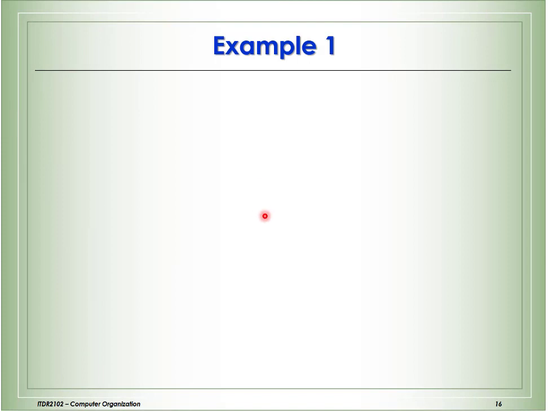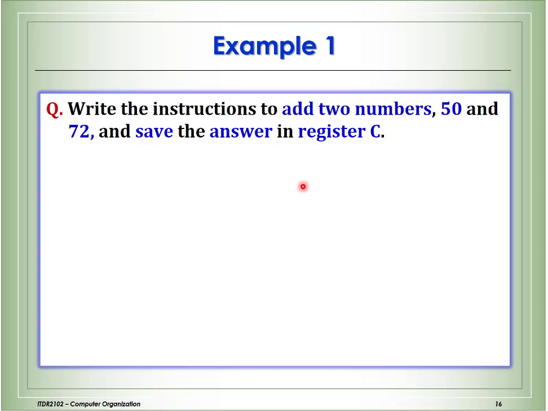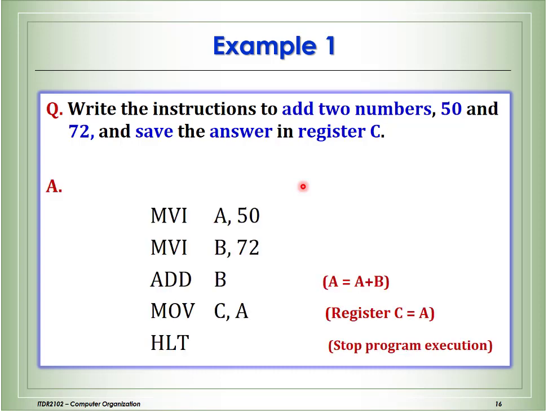Now example 1. Write the instructions to add two numbers, 50 and 70, and save the answer in register C. You can see here we have the MVI command, so the data 50 will move into the accumulator, and then 70 again moves into B, and then ADD B. ADD B means A is equal to A plus B. Whatever we have in B will be added into the accumulator, so the result is A plus B. Then the contents of A we move into register C, and then we stop the program. This is a very simple program.